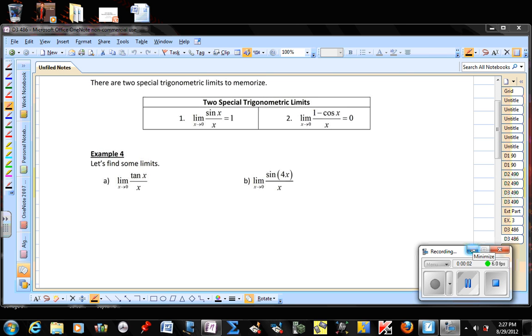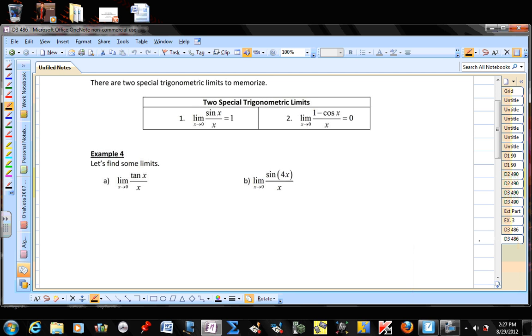On example 4, we're going to take a look at some trigonometric limits. First of all, you notice in the table there are two special trigonometric limits that we need to memorize. First one's the limit as x approaches 0 of sine of x over x, which equals 1. And the second is the limit as x approaches 0 of (1 minus cosine of x) over x, which equals 0.